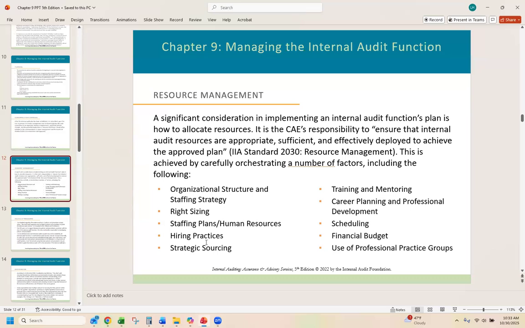Staffing plans and human resources, obviously people. Hiring practices, obviously people. Strategic sourcing, I'm not sure what they're talking about with that. I don't know if that's a person-related thing or not, or if it's like sourcing where you're getting your new hires from, or if that is some other kind of thing maybe tied to the funding for the travel. I'm not sure.